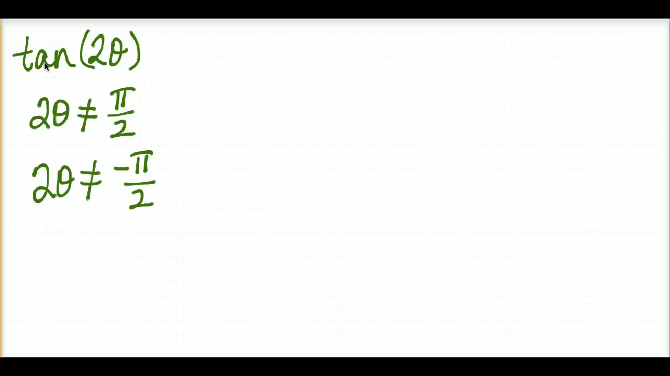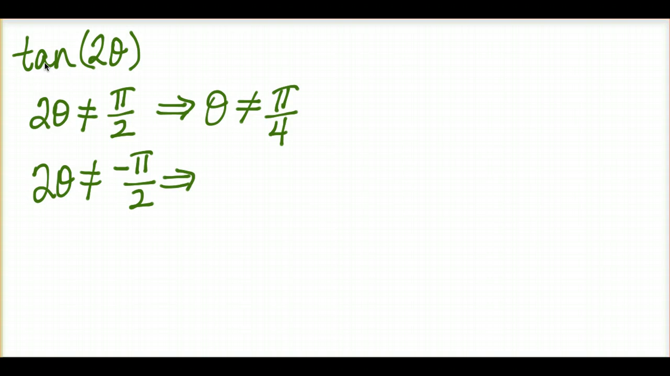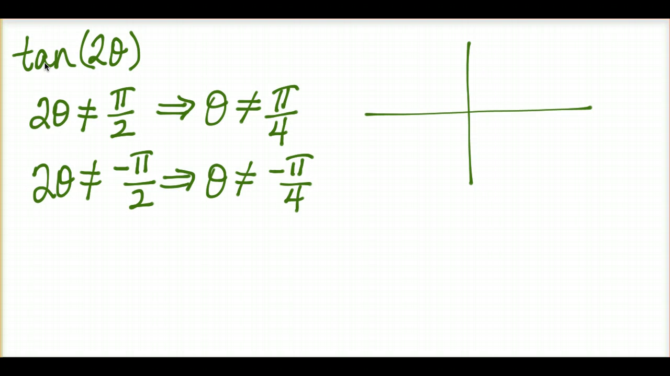So if I know that my angle can't be pi over 2, that means theta cannot equal pi over 4. And I got that by dividing both sides by 2. And on this one, I know that theta cannot equal negative pi over 4. So now that we have the places where our tangent is undefined, we can graph it. The first thing I'm going to do is graph pi over 4, and then I'm going to graph negative pi over 4, and those are where my vertical asymptotes are going to be.